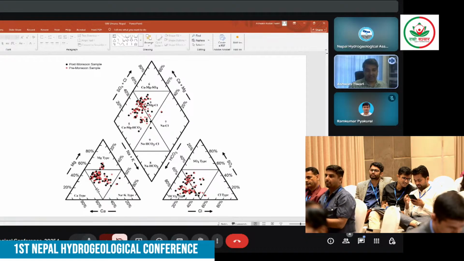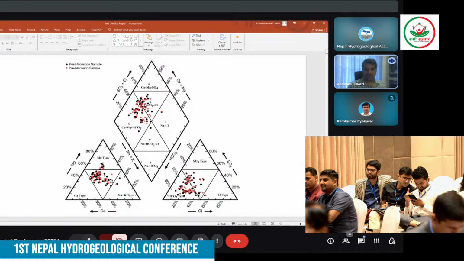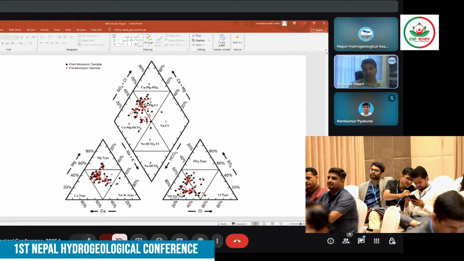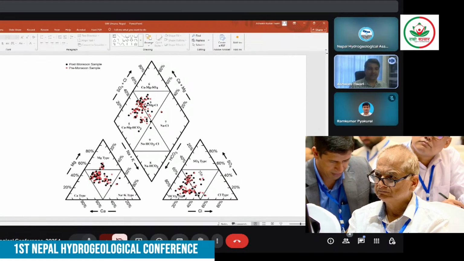And if you see the ternary diagram here, most of the samples fall in the no dominance zone, which indicates that there is no dominance of calcium, magnesium, or sodium potassium; it is a mixed dominance between all. And some samples fall into the bicarbonate zone and some samples fall in the no dominance zone.